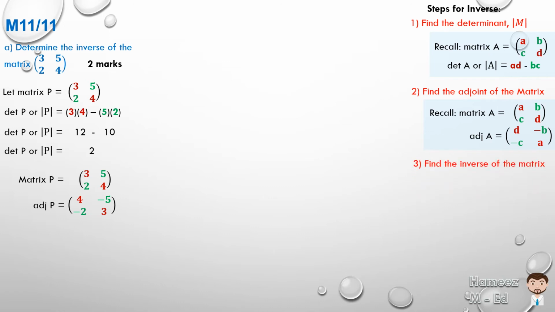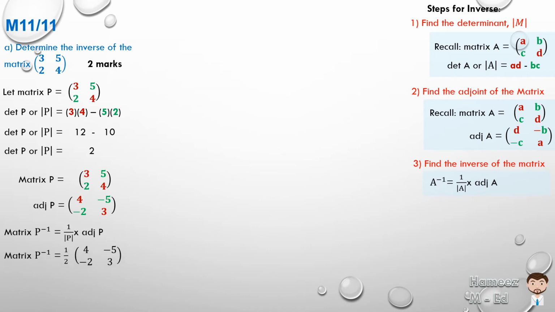Now that we have the determinant and the adjoint, it's just a substitution. A inverse will be 1 on the determinant times the adjoint matrix. So the matrix P inverse, which is what we want to find, will be 1 on the determinant, 1 on mod P, times the adjoint P.